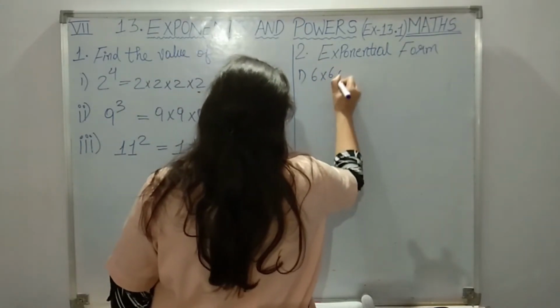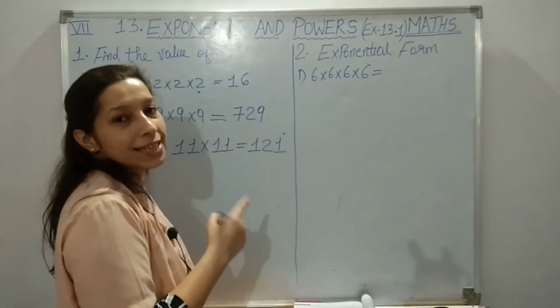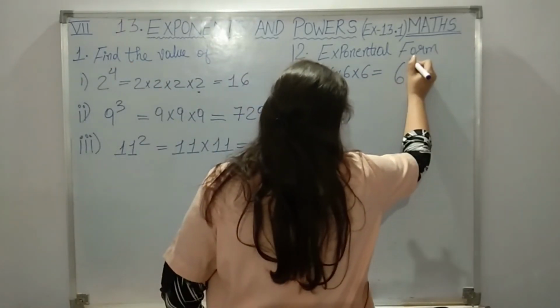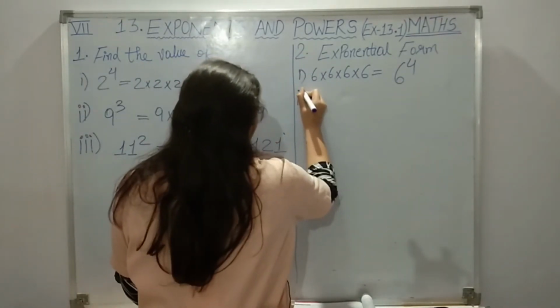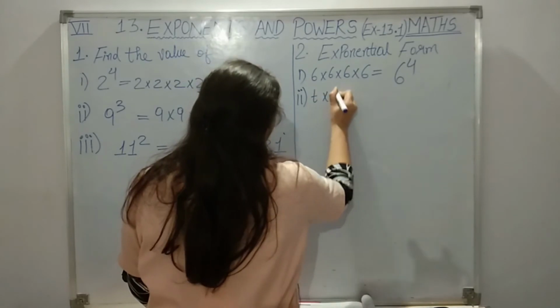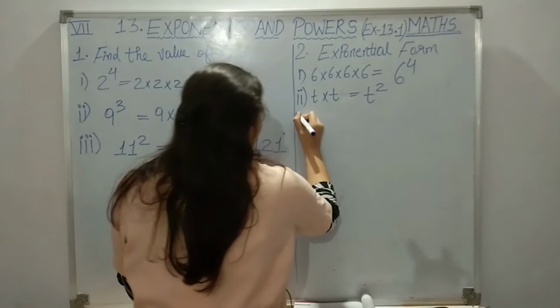Let's see the first one. 6 into 6 into 6 into 6. So it can be written as, what will be the base here? The base here will be 6 and the power will be 4. Clear, students? 6 raised to the power 4. Now the second question is t into t. So it will be written as t square. Got it?